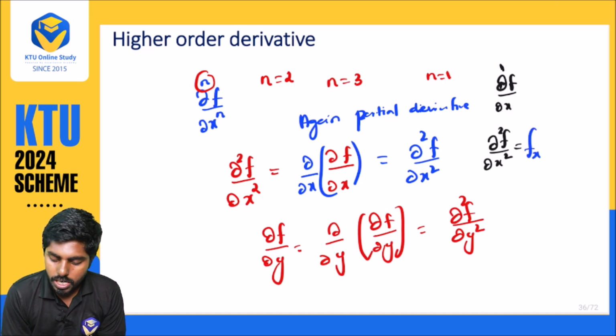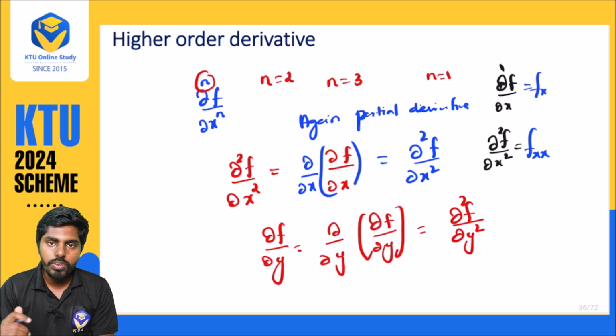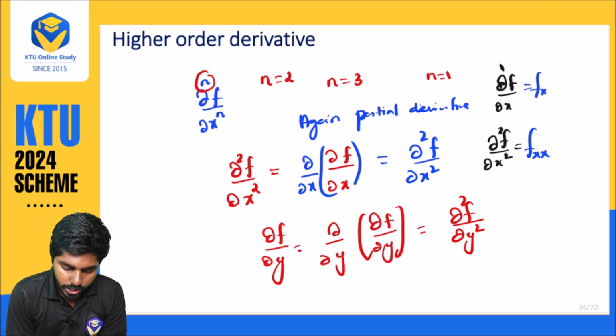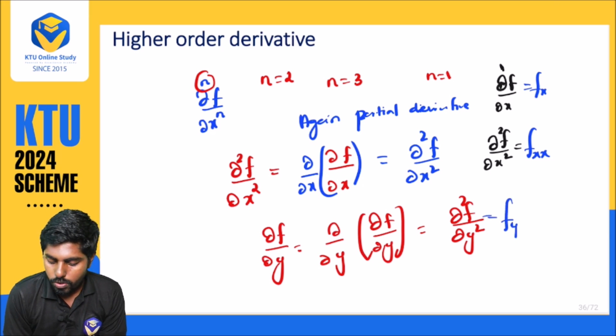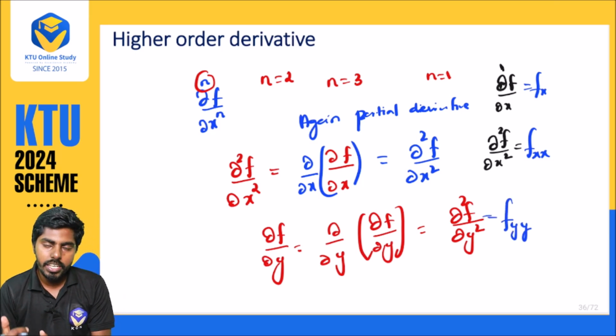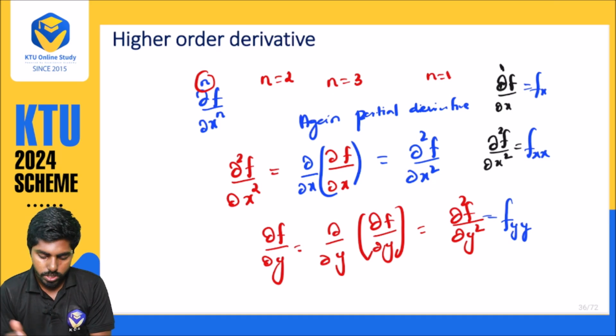f of x comma x. Here f of x means we can say f of x comma x, and this one we can also say f of y comma y. That means again and again differentiating, so that's the reason we are using.